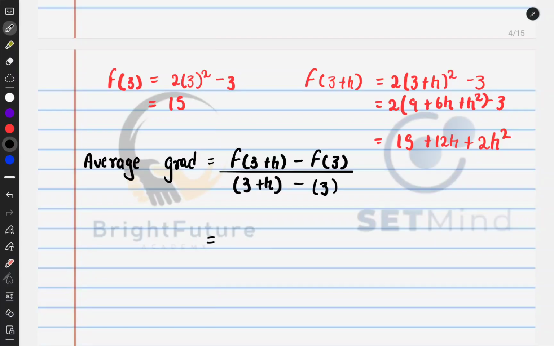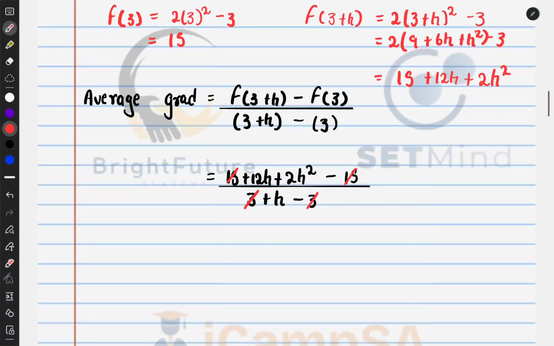Okay, now let's substitute what we have there for the corresponding y values. We have 15 plus 12h plus 2h squared minus 15, where x is equal to 3, and then we have 3 plus h minus 3, and as we can see, this 15 will cancel, and this 3 will cancel with this 3.